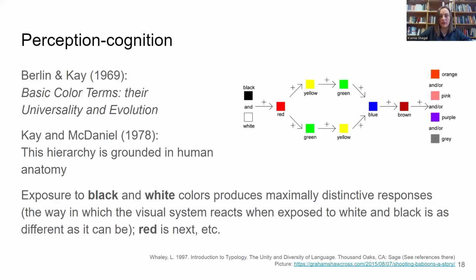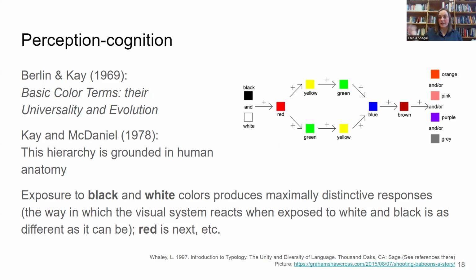And then the last explanation, which still belongs to this functional domain, is referring to perception or cognition. And actually, I think some of you mentioned Berlin and Kay's study when registering for this course, so you will probably be happy to see it. So there is this study of basic color terms and their universality and evolution by Berlin and Kay. So they suggested that the color terms develop in the languages of the world in a certain order.